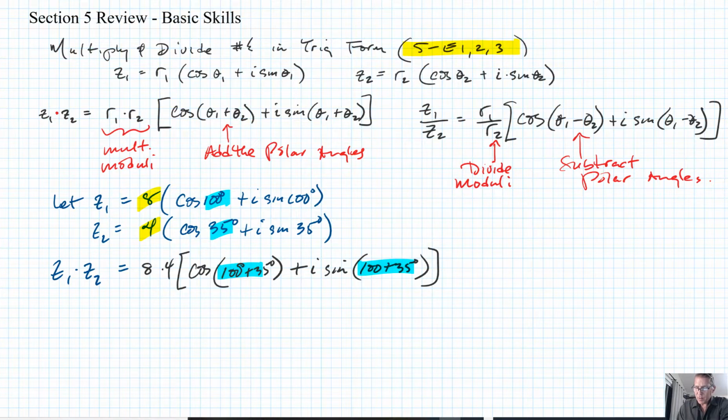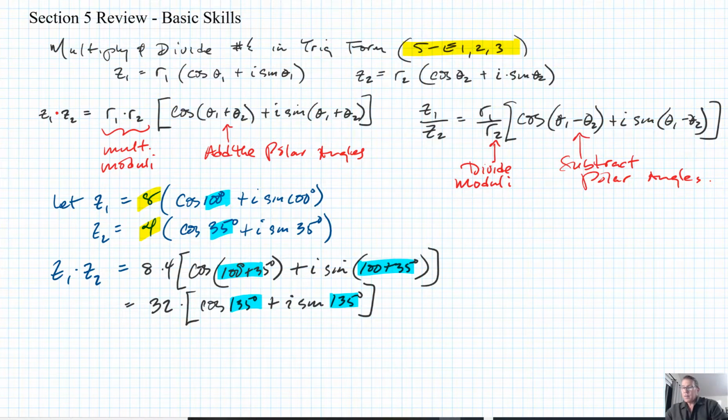Okay, so let's simplify. Well, 8 times 4 is 32 times the cosine of 135 plus I times the sine of 135. So notice that I just added the numbers, 100 plus 35 is obviously 135. Well, I need to know what that is, so we need to grab a unit circle, unless you have special right triangles.